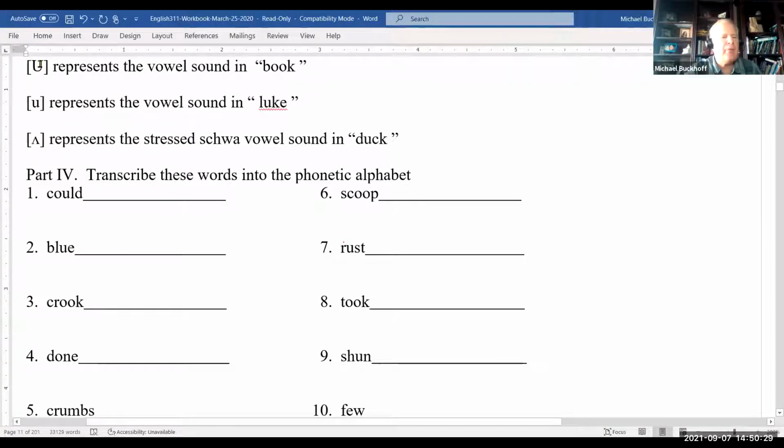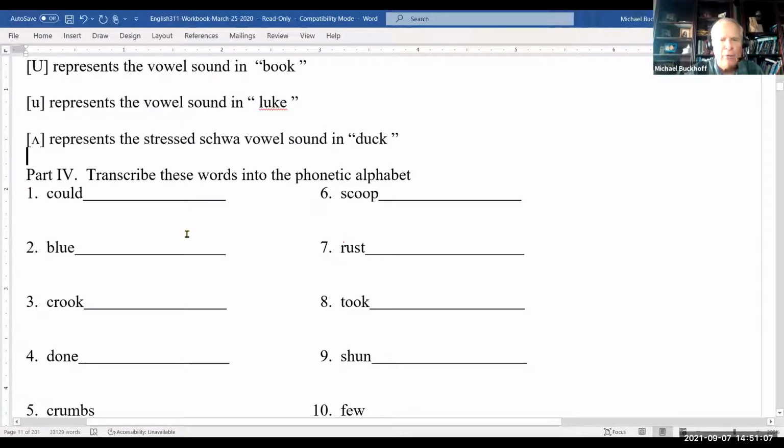Okay, so we have the capital U, the little u, and the wedge. Wow. So we have book, Luke. I don't think we can get this one right. The problem is the capital U and the wedge, right? Book, book, duck. So you have book, Luke, duck. See if you guys can figure these out. You can see these examples above.